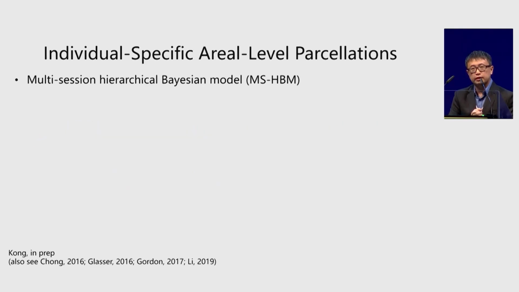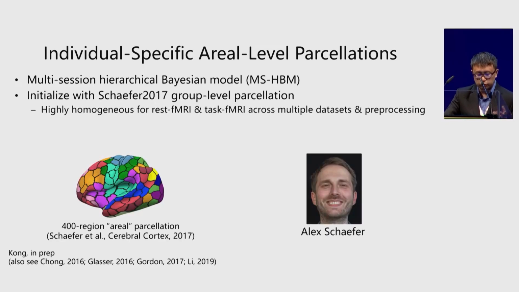So we're going to use essentially the same model with some tweaks. One difference is that we will initialize the training using the Schaefer group level parcellation. This is work done by Alexander Schaefer. We have previously shown that this parcellation is highly homogeneous in both resting and task data across multiple data sets and pre-processing strategies. So we have tried ICA-FIX, CompCor, and global signal regression, and this parcellation is highly homogeneous.